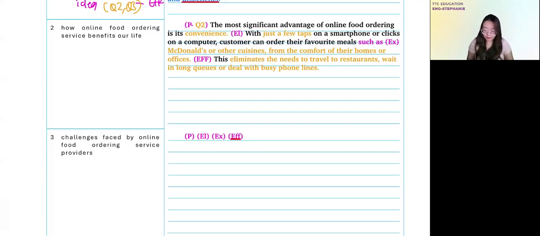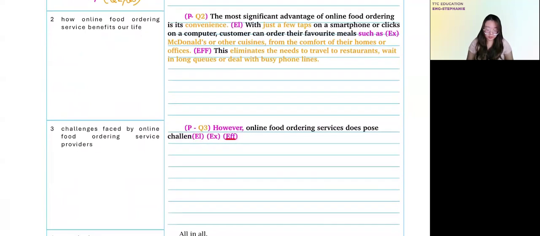Okay, so first we have the point again, as usual. Talk about the question first. So this is your Q3. However, online food ordering services do pose challenges to the service providers.